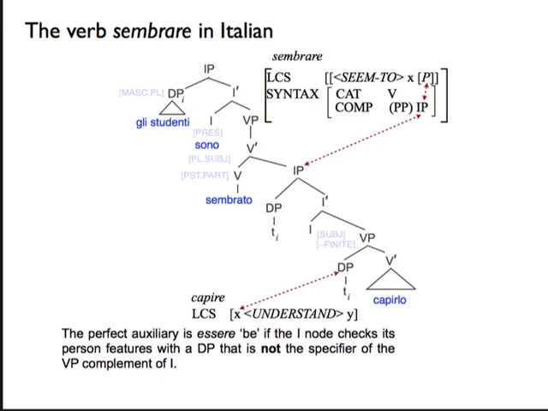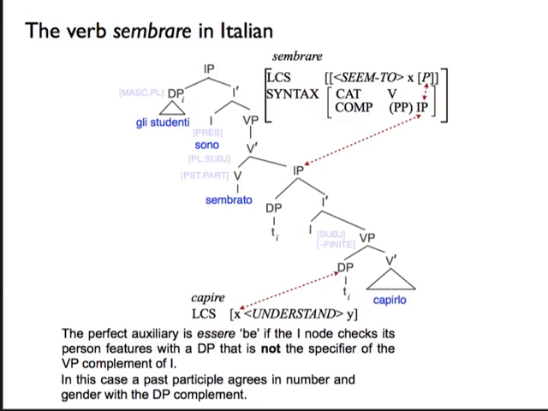Here we go. The auxiliary has to be... it's not sono sembrato. You have to change it to sembrati. Gli studenti sono sembrati, with the form of essere.